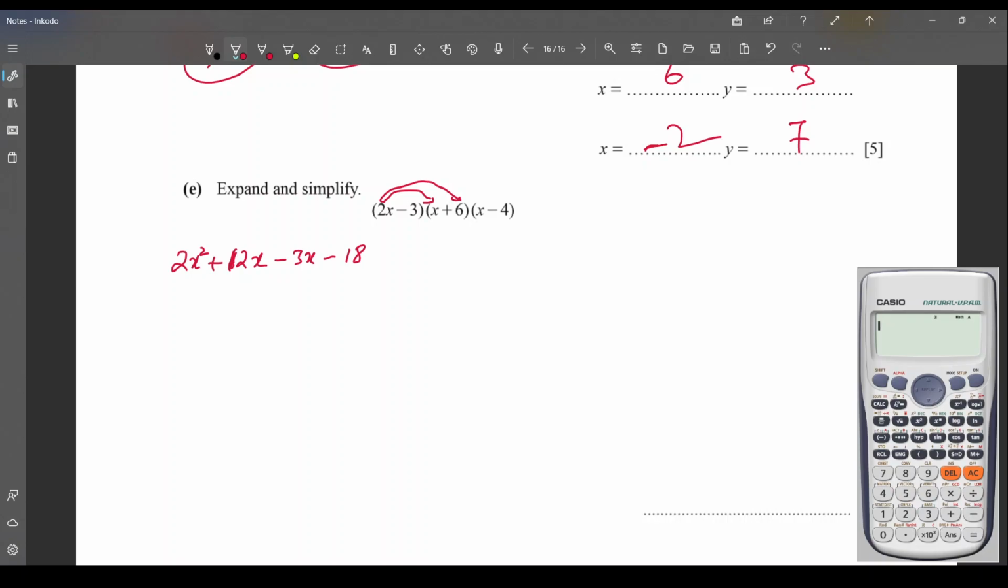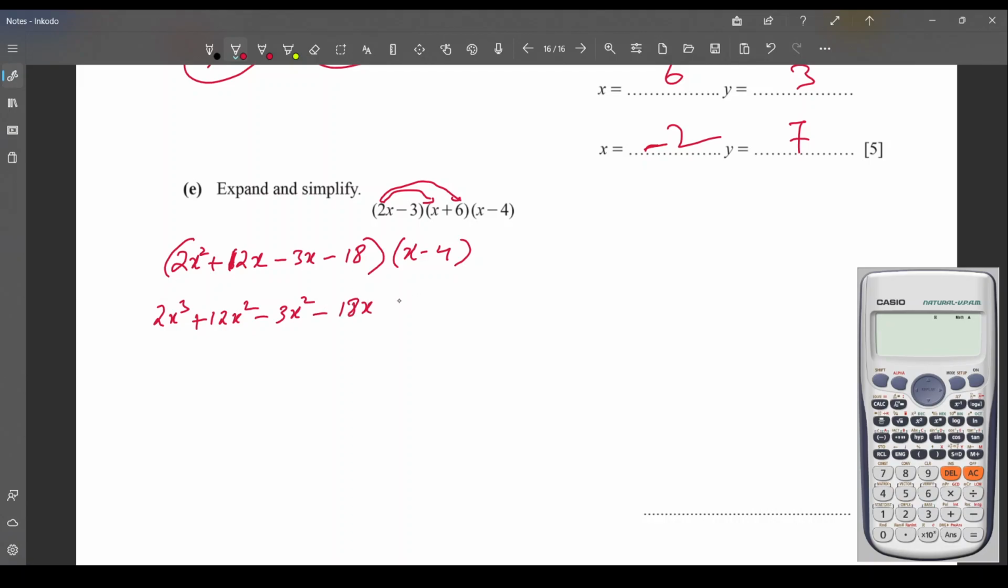So we'll keep this answer on hold, and we are going to use the other bracket, that is x minus 4, and we are going to multiply that with each individual value inside. So x into 2x is 2x cube, then x into 12 is 12x square, then x into 3 is minus 3x square, then minus 18x.